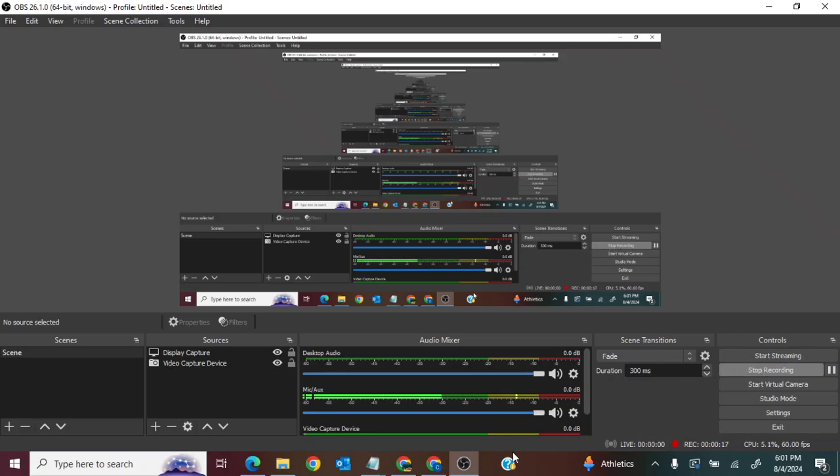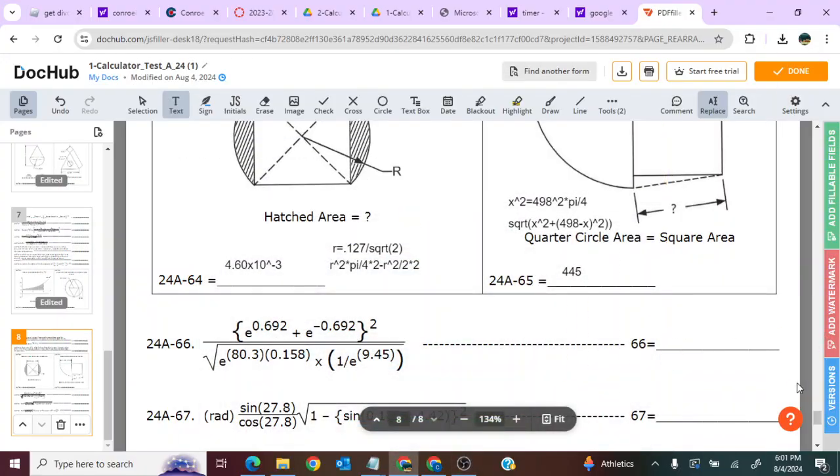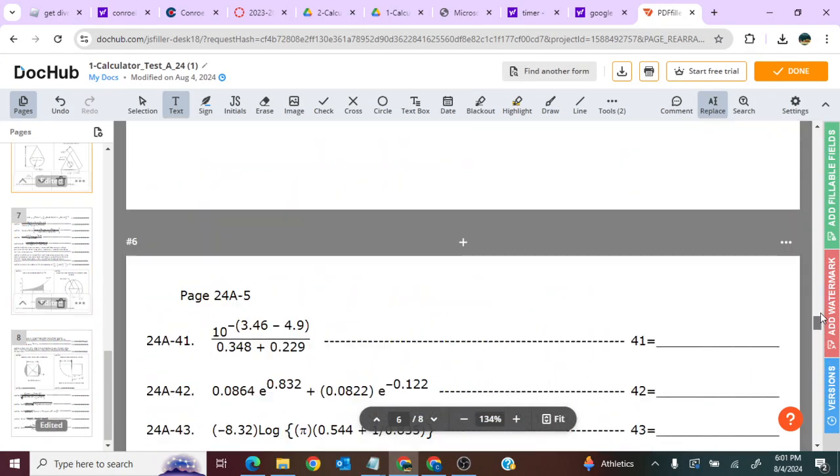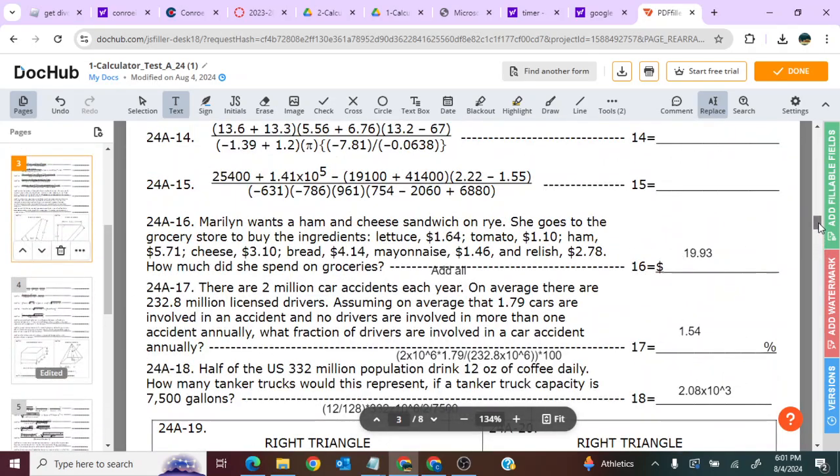on the test. And I assume you know how to do the punch problems. You put them in the calculator. Let's go, starting from the beginning.